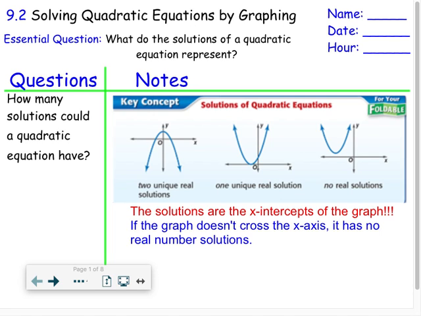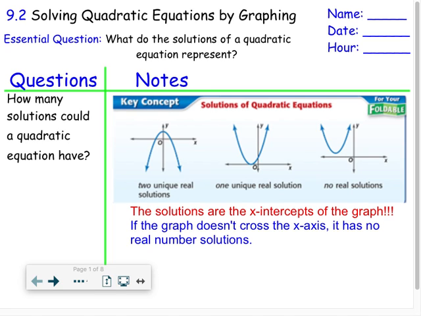And the key concept says, solutions of quadratic equations, there are three different possibilities. The first possibility is that there are two unique real solutions. So two unique, that means two different real solutions. So the solutions are real numbers. The second possibility, there's only one unique real solution. That happens when the vertex is on the x-axis. And then the third possibility, there are no real solutions.